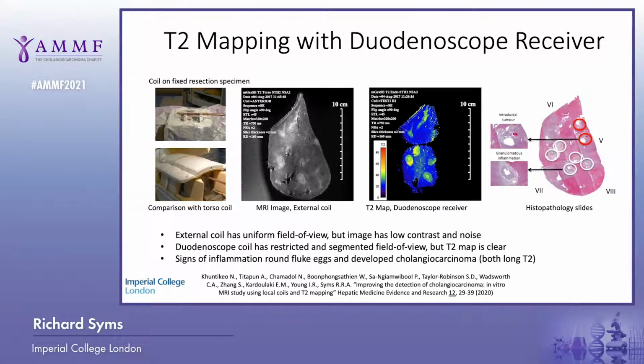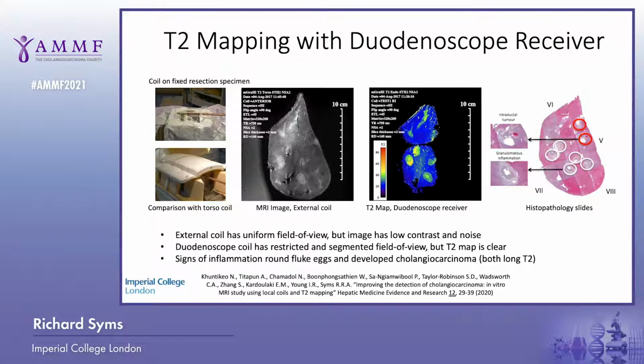If we now look at the T2 map, that's the colored image in the center from the duodenoscope receiver. You can firstly see we can't see the whole of the slice of tissue. The image is segmented. That's for the reasons that I previously gave due to the construction of the receiver. But now we see this colored map with some really quite clear features in it. We can see blue, that's the liver tissue itself. And we can see these green and yellow features. Some of them may even be brown, that are something else.